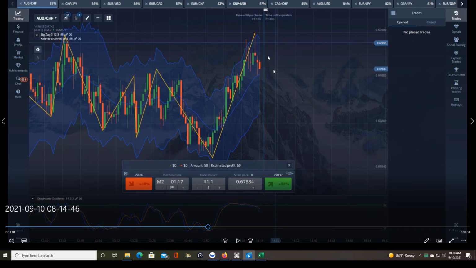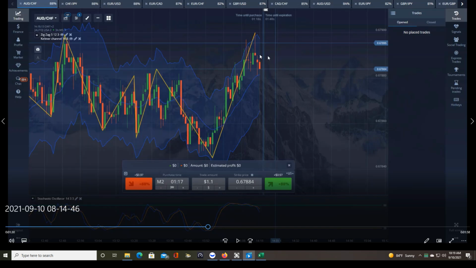The signal that I'm looking for is that the price is breaking out through the top of the Keltner channel, which it is, and that the candlesticks are hitting the zigzag indicator. It is. Then I am looking for a reversal signal, which I'm seeing, and the stochastic indicator has to break down below this green line. This green horizontal line has to be broken by this blue line of the stochastic indicator. That's already happened.